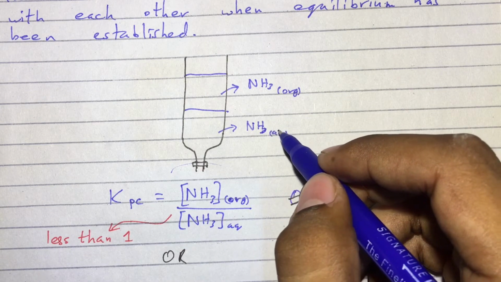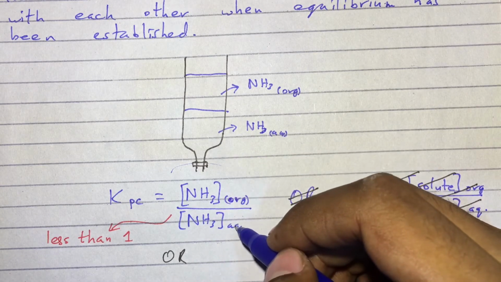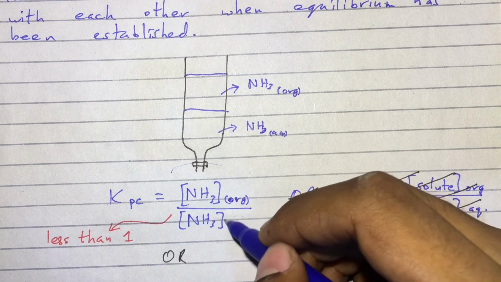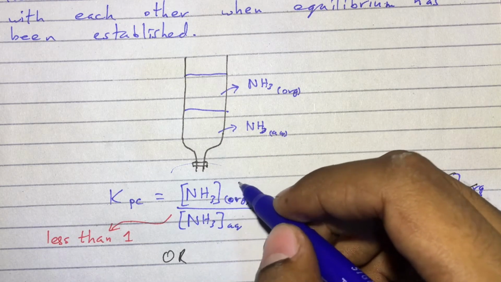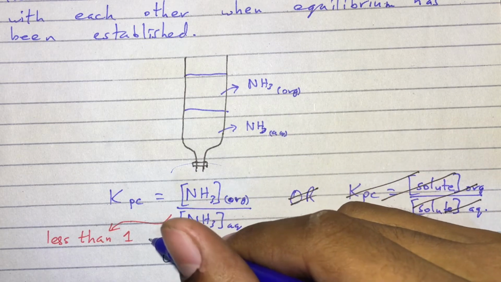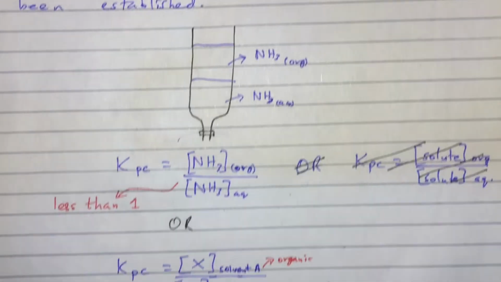It has hydrogen bonding, so it's more soluble in water. So that's why the value of NH3, the denominator will be greater, whereas the numerator will be smaller. So that's why the value of Kpc will be less than 1 in this case.